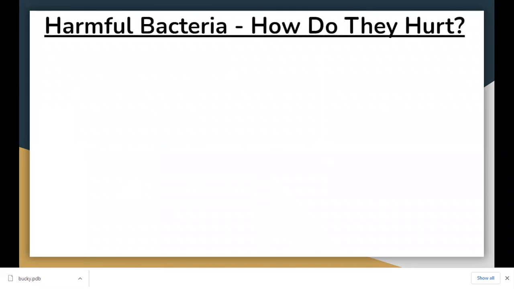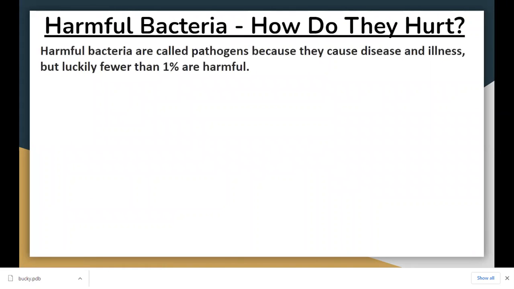Okay, how are bacteria harmful? Harmful bacteria are called pathogens because they cause disease and illness. But luckily, fewer than 1% are harmful. So there's more good bacteria than bad bacteria. However, the bad bacteria can be very bad.